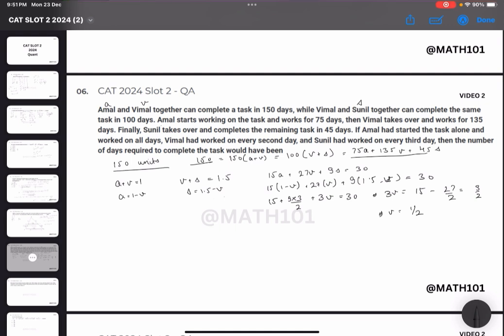So Vimal does half unit of work in a day, which means Amal also does half unit of work in a day, and Sunil is doing 1 unit of work in a day. Total work we have to do is 150.